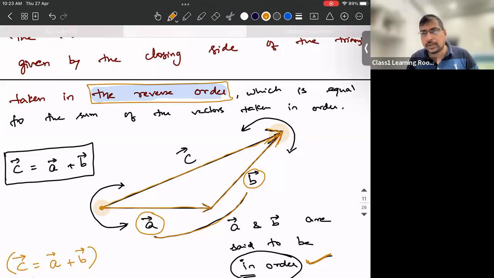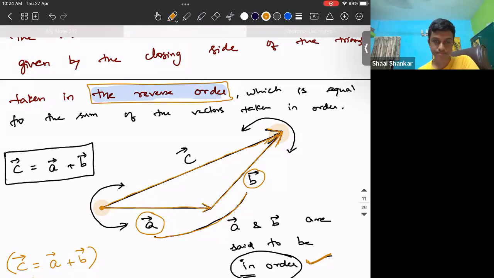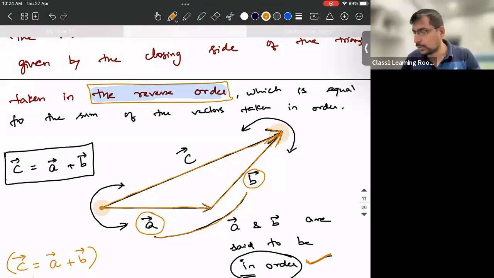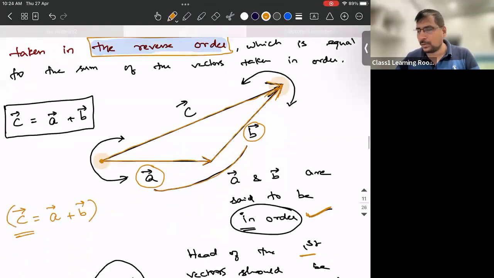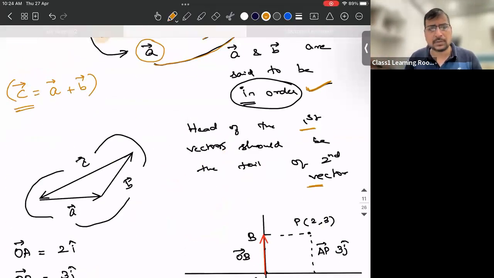When you read this, the most important points you need to underline are two things. One is in order, and the second is reverse order. If you don't mention them, it doesn't make sense which law of addition you are speaking about. You'll understand the difference after I explain parallelogram. For this, there is no mathematical part. There's just C vector is equal to A vector plus B vector. That's it.